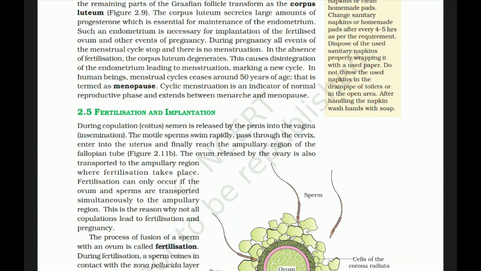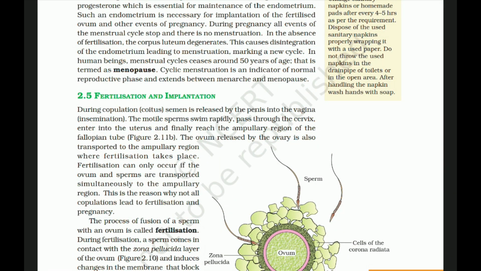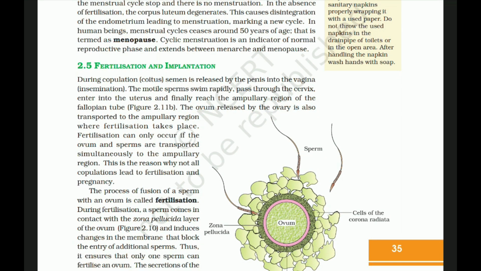2.5 Fertilization and implantation. During copulation (coitus), semen is released by the penis into the vagina (insemination). The motile sperm swim rapidly, pass through the cervix, enter into the uterus, and finally reach the ampullary region of the fallopian tube. Figure 2.11b. The ovum released by the ovary is also transported to the ampullary region, where fertilization takes place. Fertilization can only occur if the ovum and the sperm are transported simultaneously to the ampullary region. This is the reason why not all copulations lead to fertilization and pregnancy.